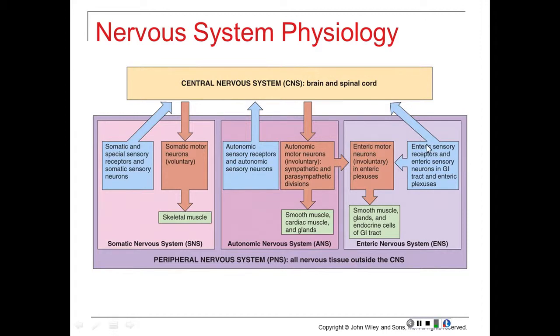The sensory receptors from our autonomic, or our enteric nervous system rather, are going to send information to the central nervous system. For instance, maybe you need to make a bowel movement, and your central nervous system is going to respond and say, oh, okay, well let's go ahead and contract our large intestine to get that fecal material out of here. So then the enteric motor neurons are going to involuntarily contract, and the smooth muscles, glands, etc. will receive that contraction information. They will contract, and that's when you say, whoa, I need to go use the bathroom.